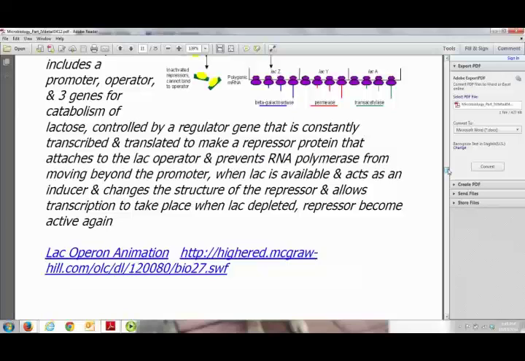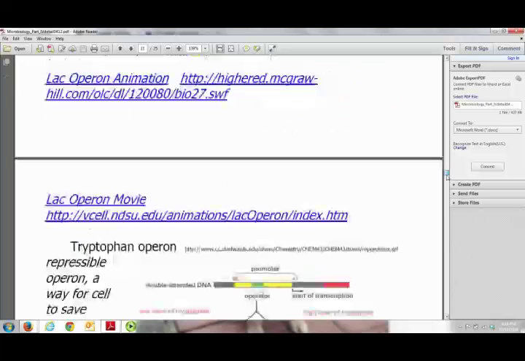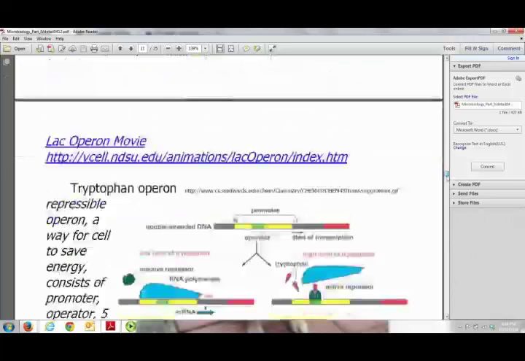And I'm strongly recommending watching these animations on the operons. They just tend to make a whole lot more sense when you watch a little video of it happening rather than just trying to read words or look at a diagram of it. So there's 2 different ones for the lac operon.